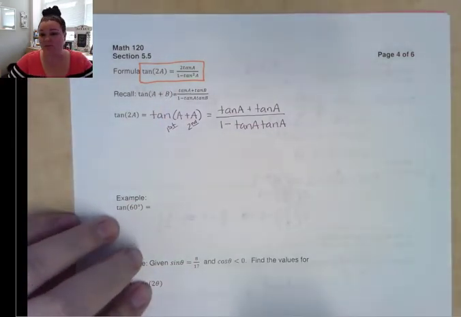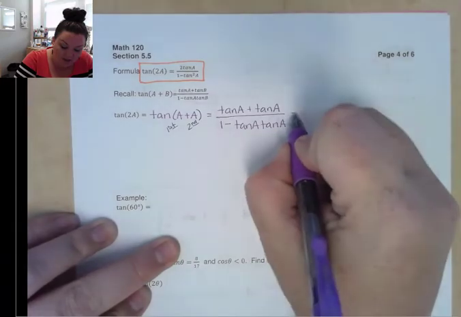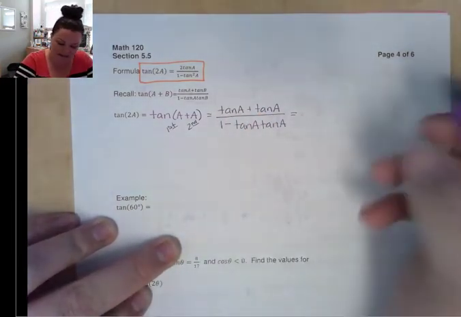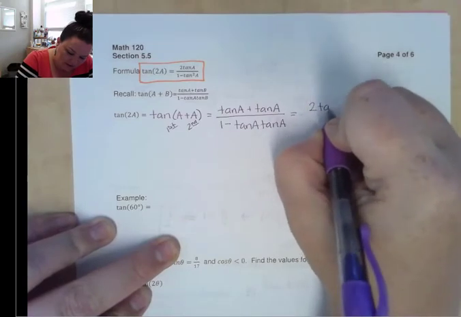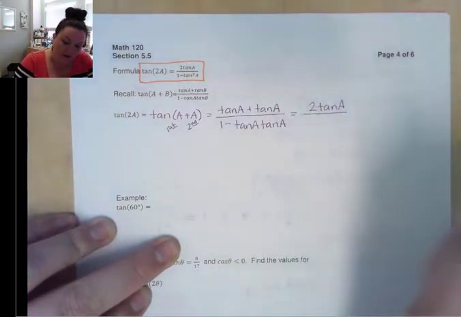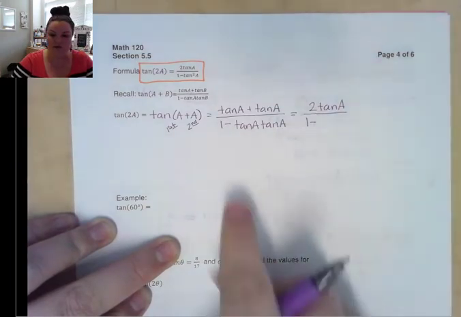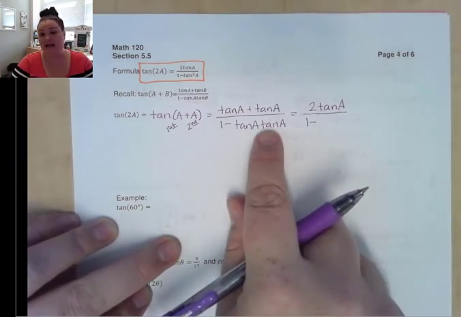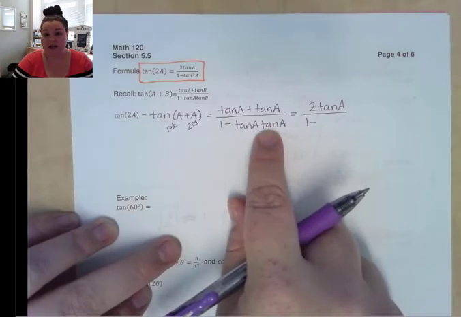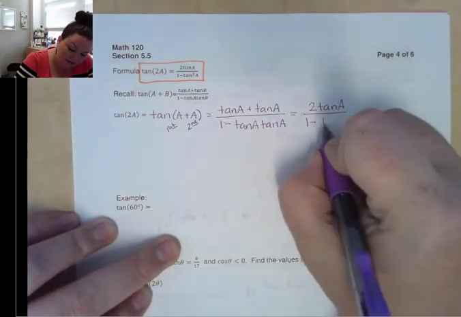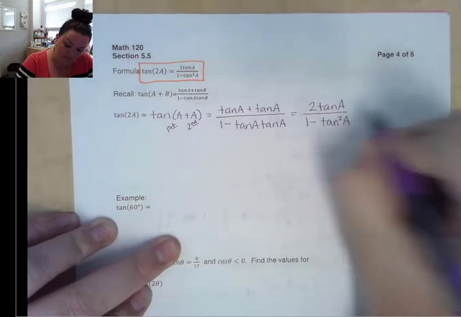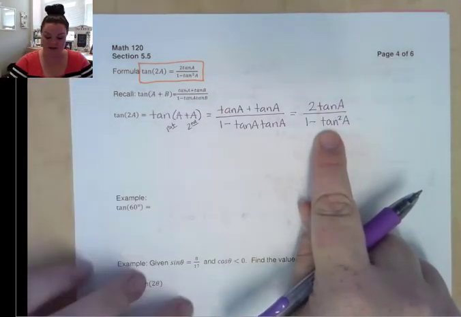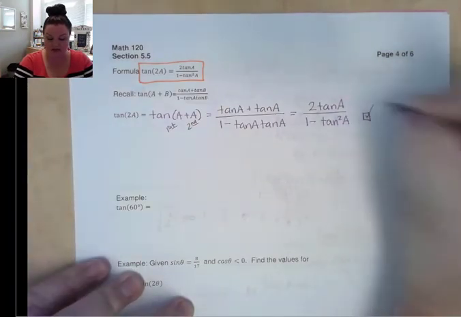And now I can just simplify the way it's written. On top, I have like terms. Tangent A plus tangent A, that means I have 2 copies, so I can write this as 2 tangent A. And on bottom, the simplifying that I can do is on the second term, tangent A times tangent A. I could write that as squared, right? Because I have repeated multiplication. So I could write this as tangent squared A. And that is, in fact, what I was trying to prove for this formula. So we have proven that.